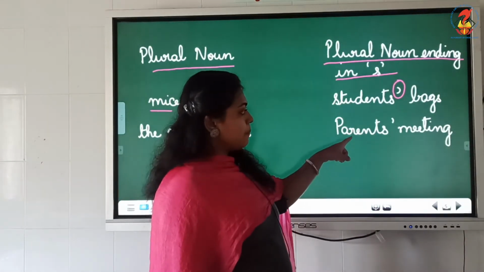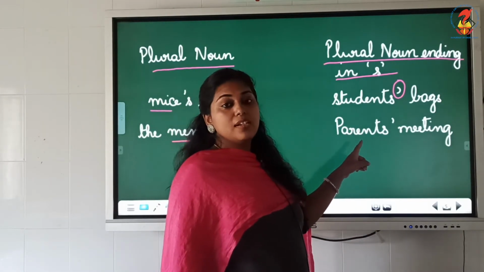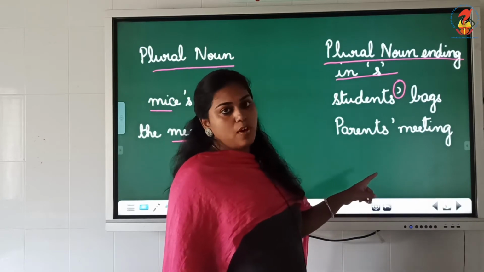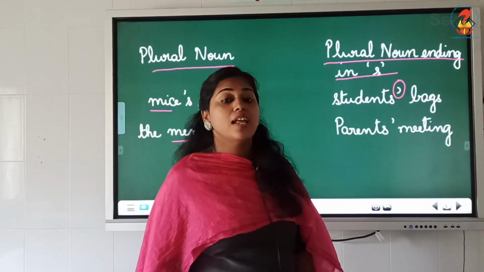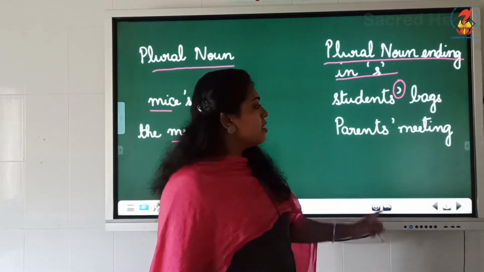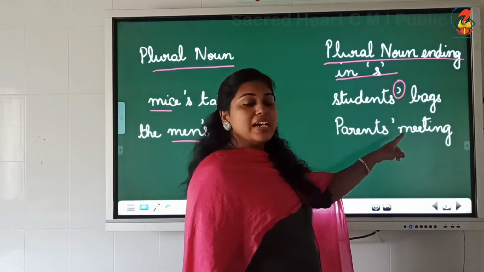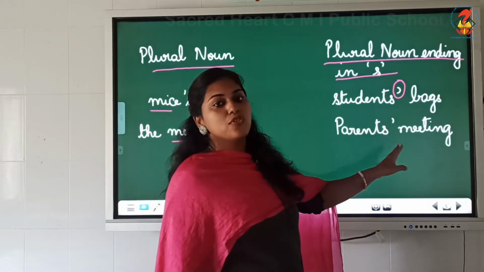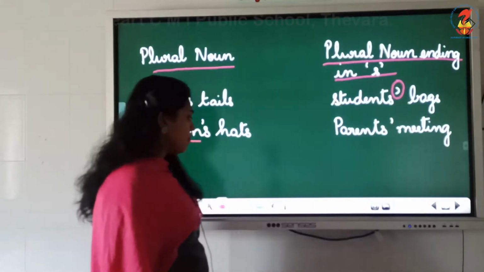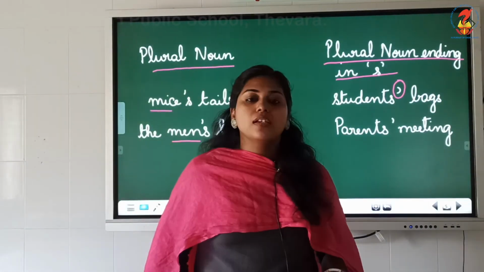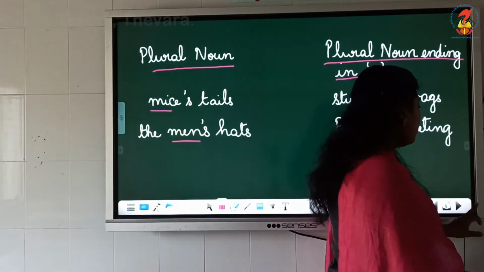Look at the next one, parents' meeting. Parents, here it is referring to plural form. Okay, parents, that is why s is written here. Parent is singular and parents is plural, right? So there also we do not have to write s again, we just have to put the apostrophe to indicate the possession. Is that clear, children?